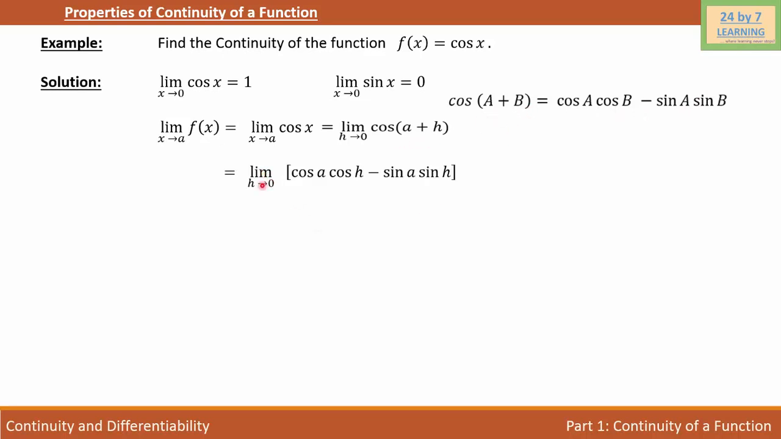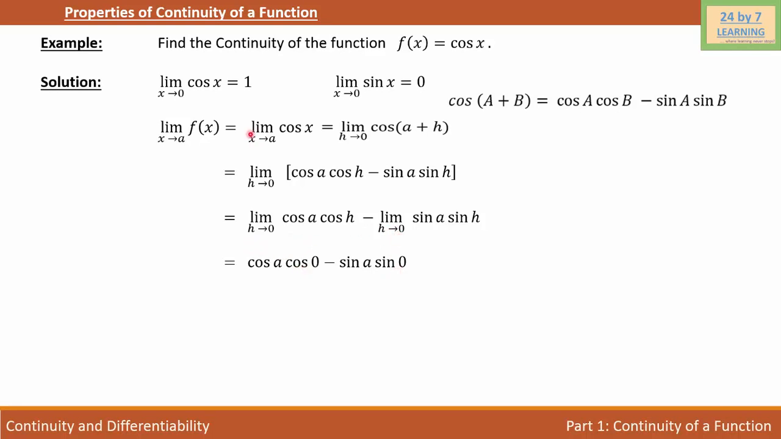So we can say the limit as h tends to 0 of cosine a cosine h minus sine a sine h. Let's distribute this limit inside the bracket. If we do that, we can say the limit as h tends to 0 of cosine a cosine h, minus the limit as h tends to 0 of sine a sine h. Now let's use the two values that we have discussed. So cosine a stays, cosine of 0 is here, sine a stays, and then sine of 0 is here, because h tends to 0 in both these limits.